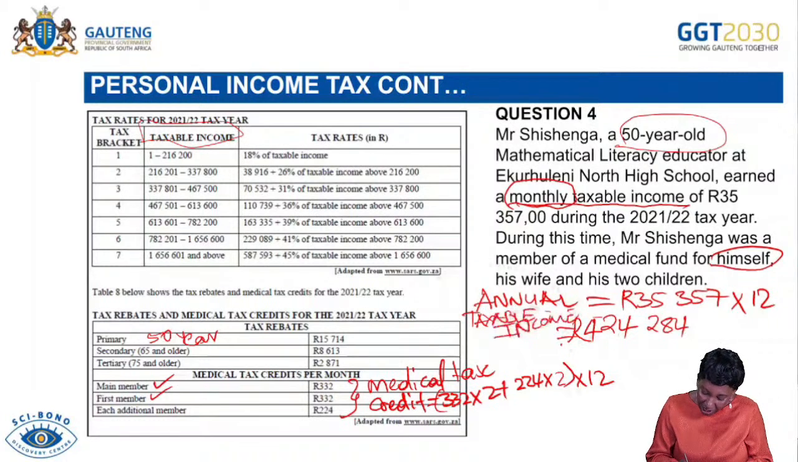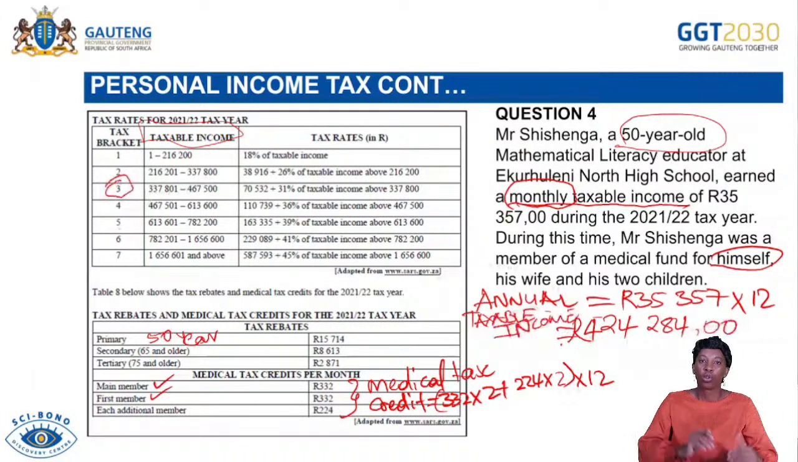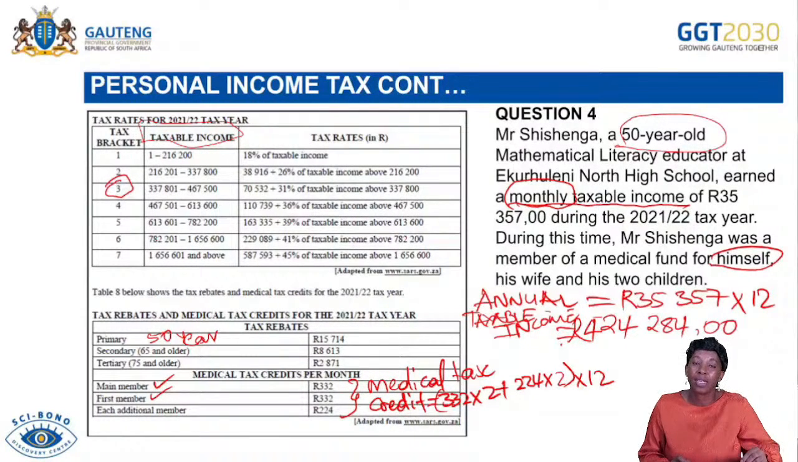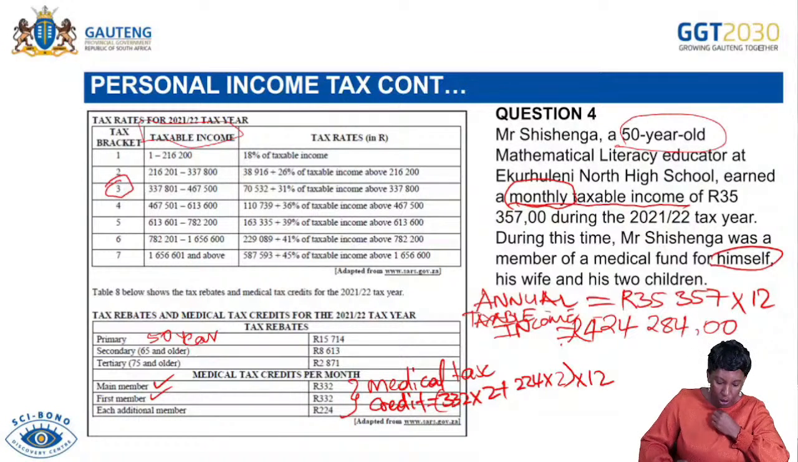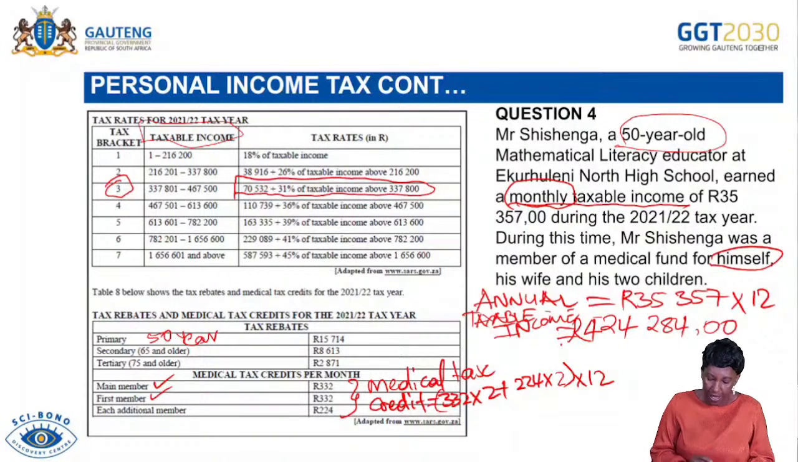Then it takes us to which tax bracket? It is 424,000. Now let's go to our table. Looking at our table, 424, it belongs to tax bracket number 3. So if the examiner asks you which tax bracket does Mr. Shishenga fall under, you go here, you say 424,284, it is in this tax bracket number 3. If the examiner says which tax bracket, you say tax bracket number 3. And then now the tax rate table, it means it is this one. As you can see, this one.